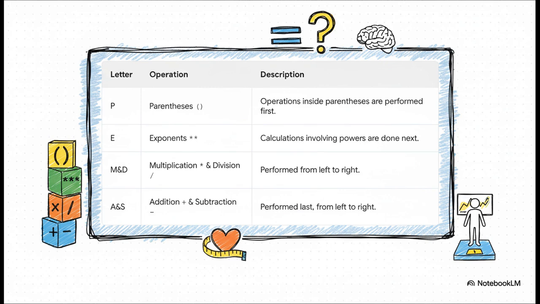P is for parentheses. Python always tackles what's inside them first, no exceptions. E is for exponents, which in Python you write with a double asterisk. Now here's a really crucial detail. Multiplication and division are on the same level of priority. Python just works through them from left to right as it sees them. The exact same thing is true for the last step, addition and subtraction.